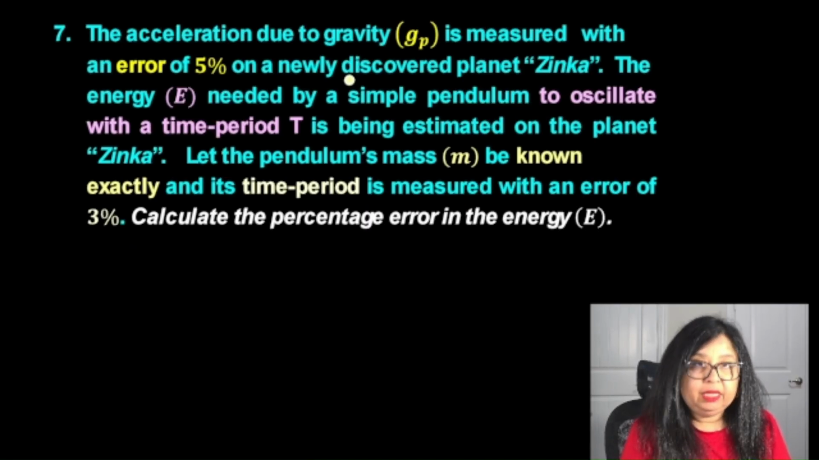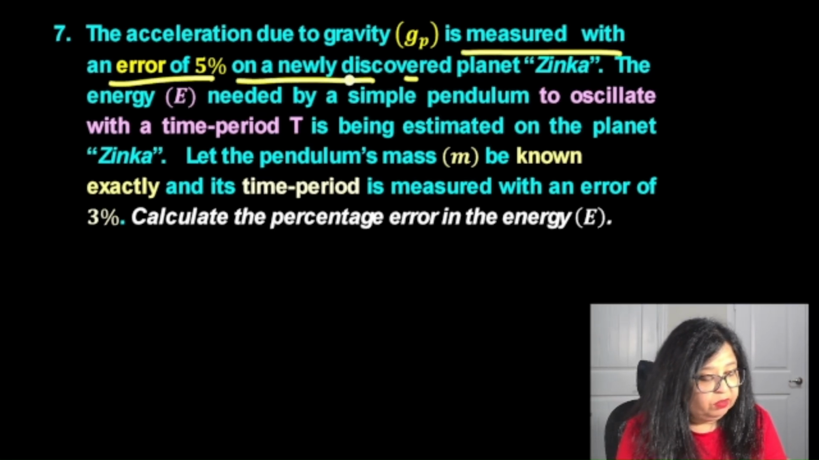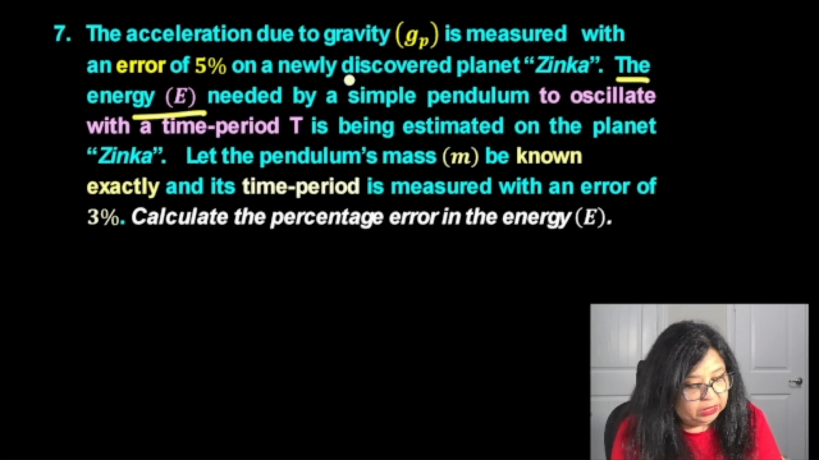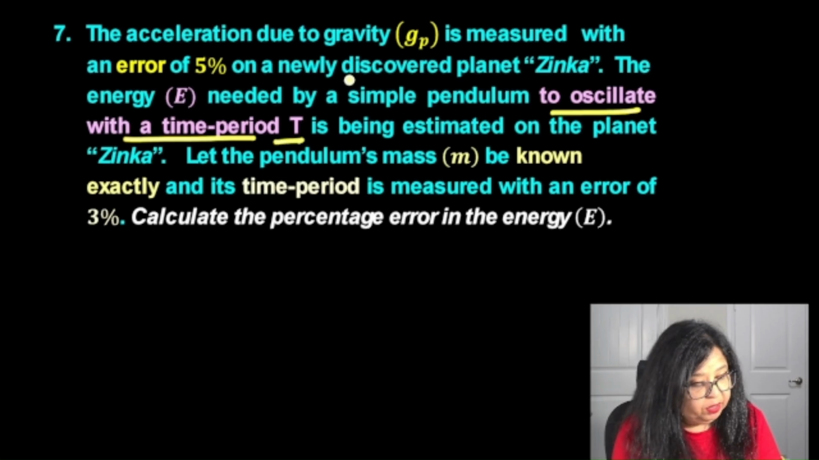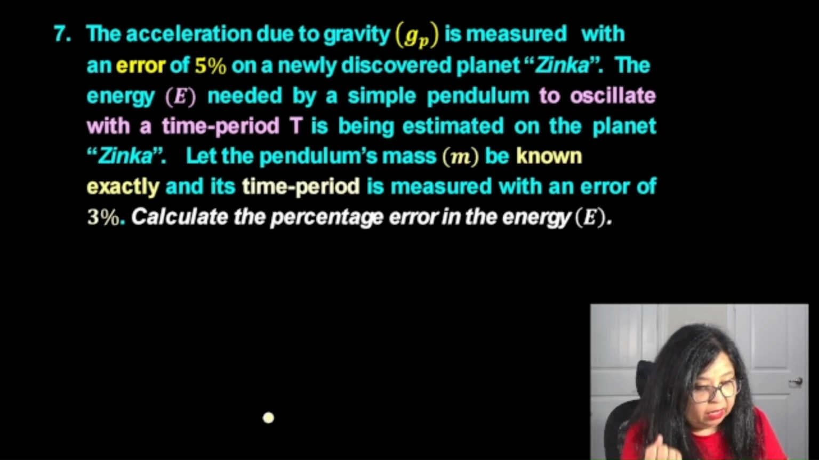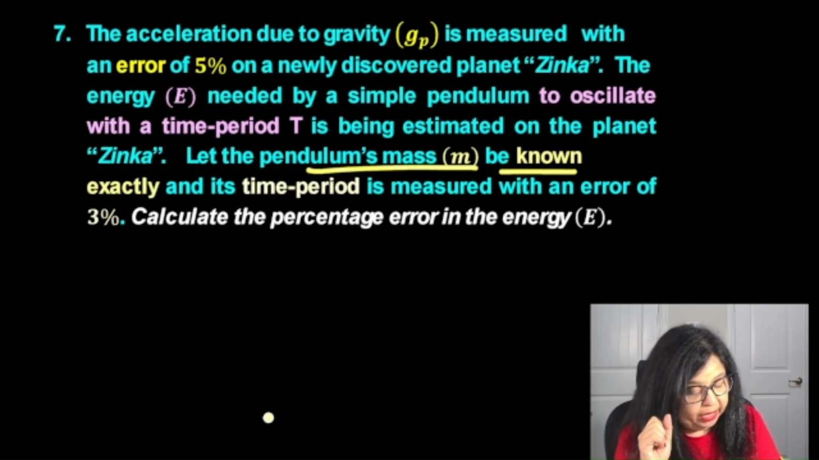Problem number 7, the last problem of this lecture, says that the acceleration due to gravity G sub p is measured with an error of 5% on a newly discovered planet, Zinca. I totally made it up. The energy E needed by a simple pendulum to oscillate with a time period uppercase T is being estimated on the planet Zinca. Okay, so we're trying to figure out how much energy the pendulum needs to oscillate with time period uppercase T. Let the pendulum's mass m be known exactly.